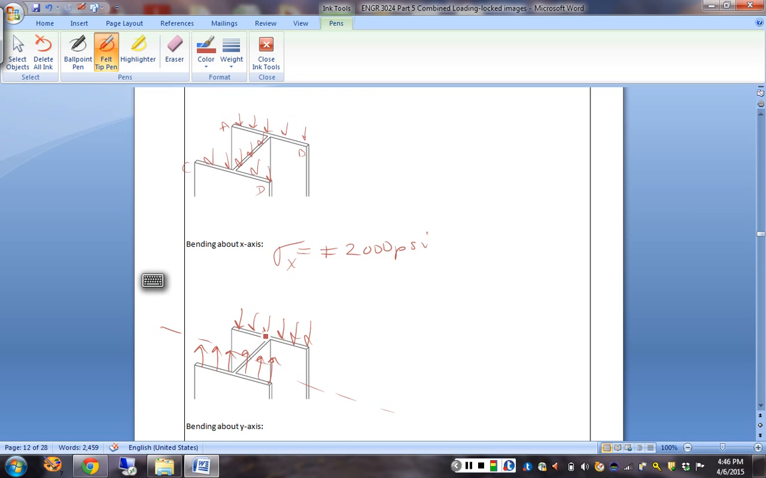And how does it vary in here? It gets smaller. How much is it? The neutral axis is 0. And then a little bigger, a little bigger, a little bigger. Okay, that's kind of a bad drawing, but here you have minus 2,000, and over here you have plus 2,000.